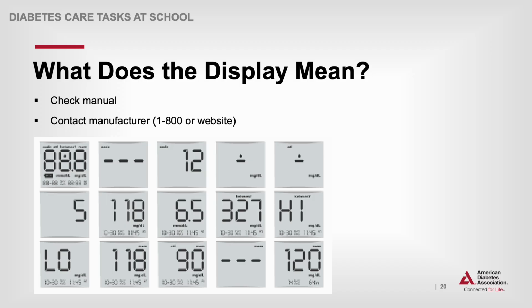You can get information about a specific meter and test strips from several different sources. A copy of the manufacturer's manual for the meter should be provided by the parent guardian and kept in the health office for troubleshooting. The user manual will include a toll-free number in case you have questions or problems. Also, most meter companies now have their manuals available for download on their websites.